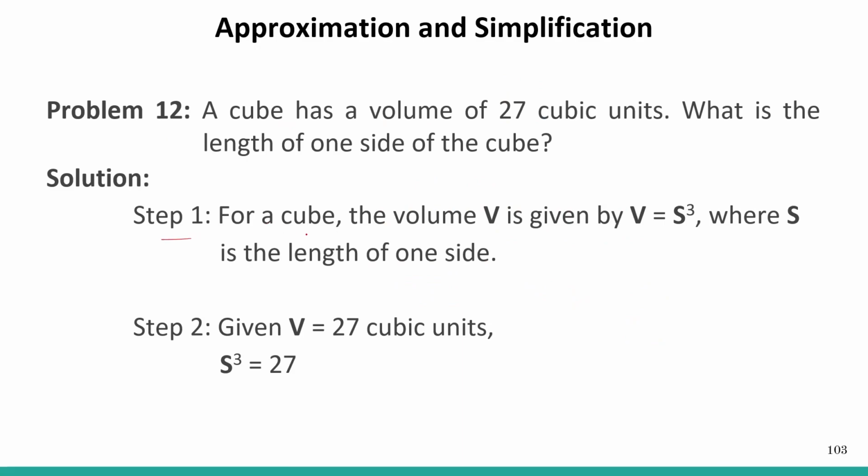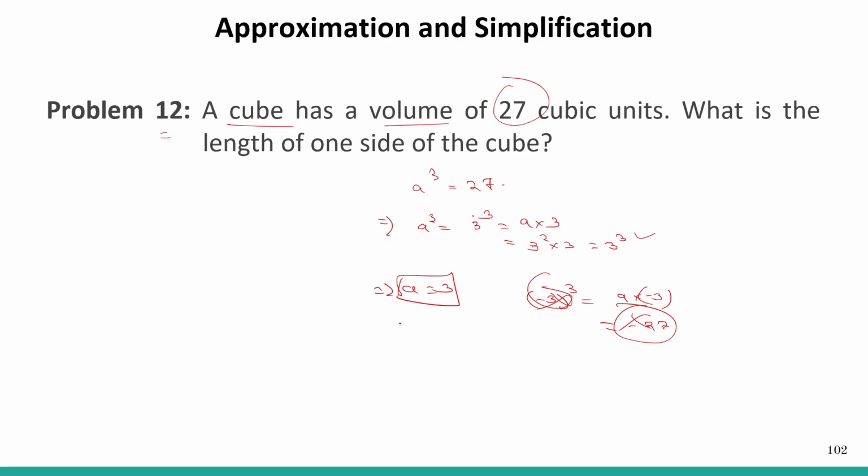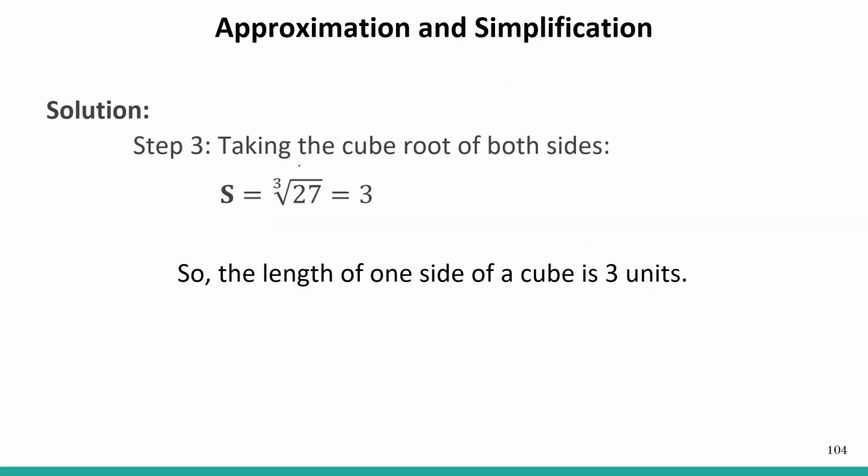Step 1 says that for a cube, the volume V is given by V is equal to S cube, where S is the length of one side. Given V is equal to 27 cubic units, S cube is equal to what? 27. So taking the cube root on both sides, we are left with 3. So the length of one side of the cube is 3 units.